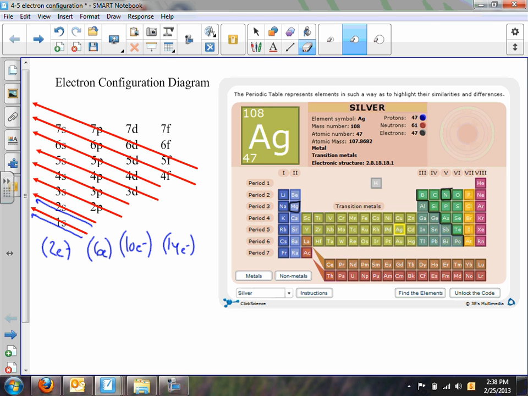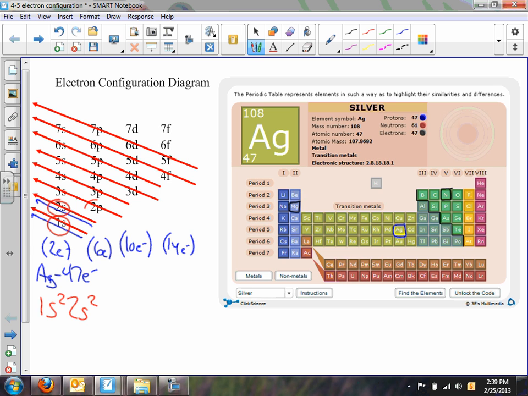If we try one more, a little larger one, let's go with silver, Ag. Silver is right here. Looking up its atomic number on the chart, it would be 47. So I just need to follow this chart until I've used up 47 electrons. My lowest one is the 1s. It can hold 2. My next lowest is the 2s. It can hold 2. My next lowest is the 2p, which can hold 6. I'm up to 10 electrons now.